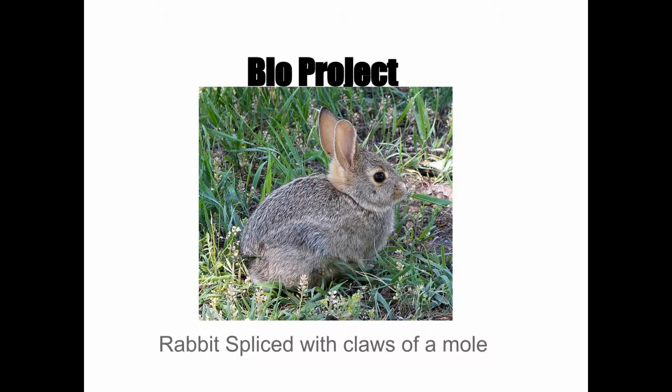When the rabbit is given claws from the mole, it will now be able to dig its own home, and thus will be able to rapidly relocate to a new area in case of an emergency, such as lack of food or abundance of predators. This will be done using a process known as genetic splicing.